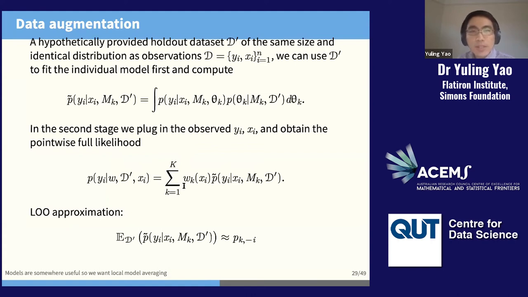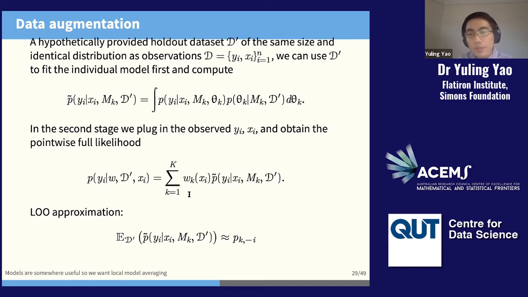The idea is that hypothetically, if you have a holdout data set, D prime, that has the same size as your observation, then in the first step, we use this D prime to make inference on each model. So we get this likelihood, yi given xi, mk and D prime. And then in the second stage, we plug in observed xi and yi, and we get a pointwise likelihood. In this procedure, I do not use data twice, except I don't have access to D prime because we don't have a hypothetical holdout data.